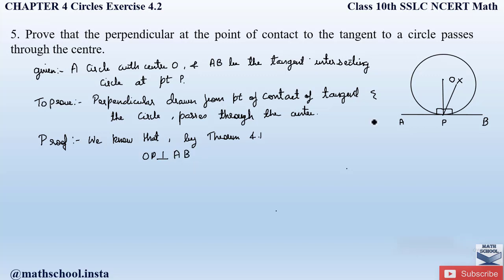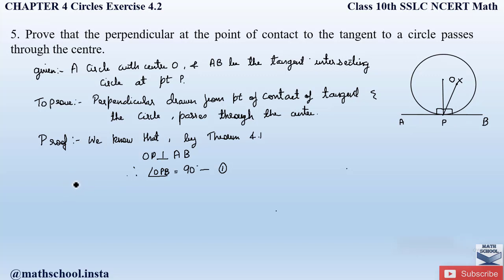tangent AB. So angle OPB will be equal to 90 degrees. Let us take this as equation number 1. Okay, we are using a contradiction, or a possibility, that let PX be a line perpendicular to AB. We are just assuming here that PX is also perpendicular to the line AB, but it is not passing through the center. The center is O, so this line is not passing through the center, it is passing through some other point like X. So we are just assuming it to be also perpendicular to the tangent AB, right?